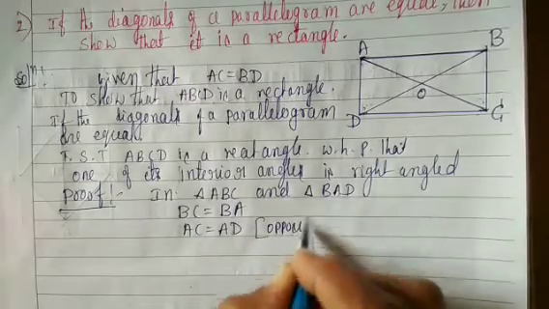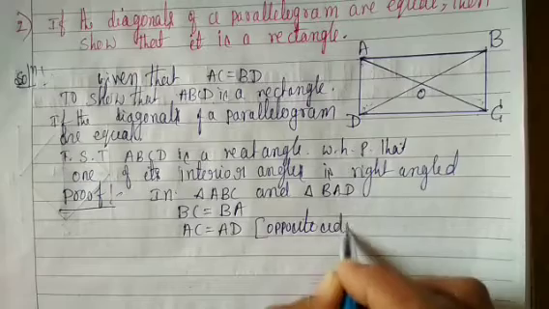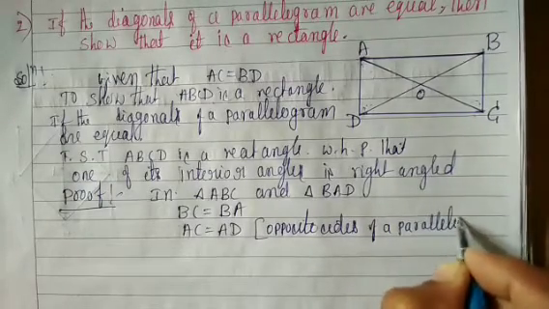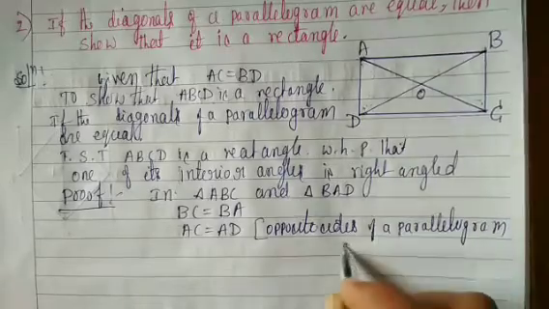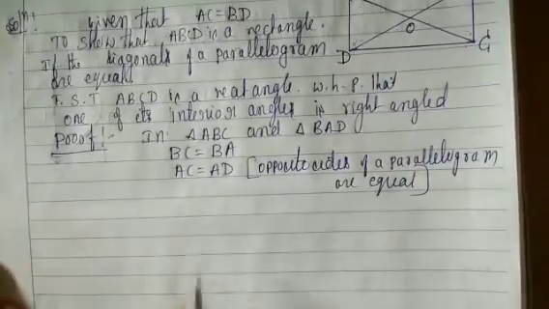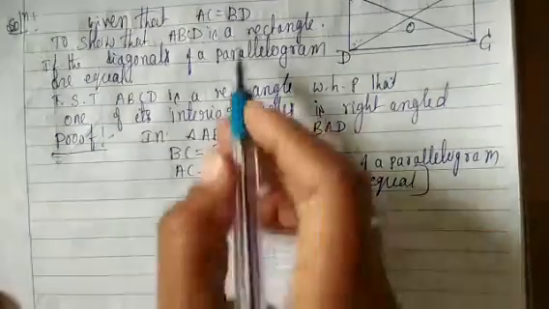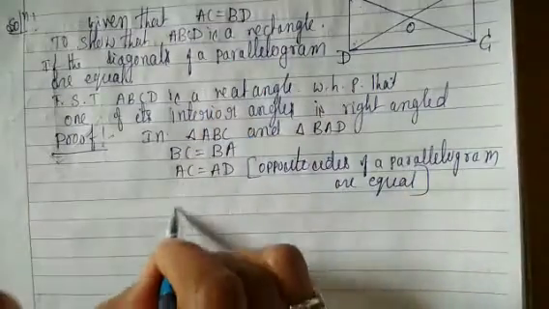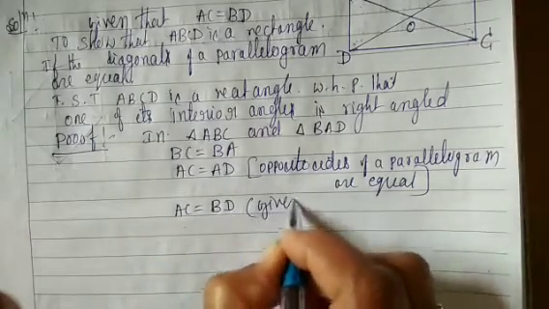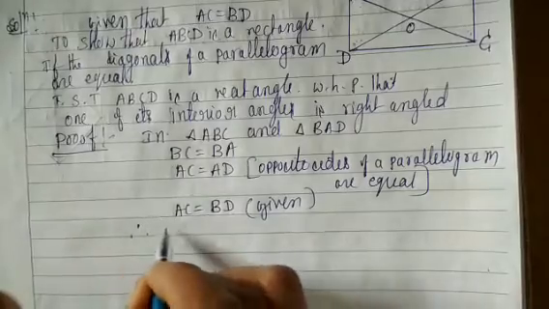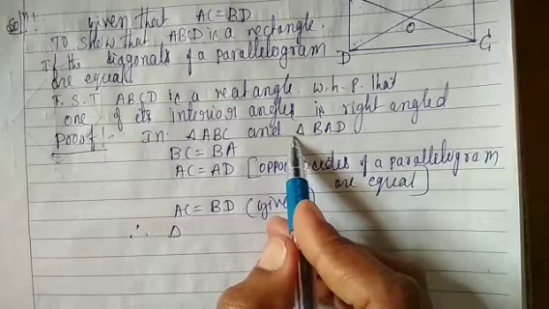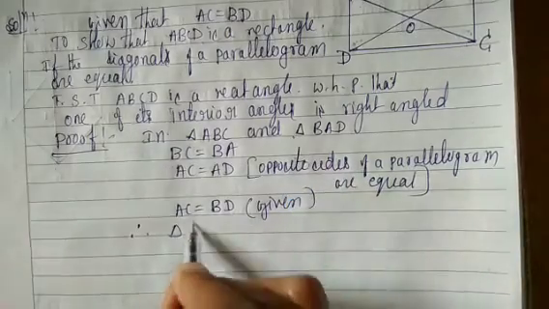Opposite sides of a parallelogram are equal. Next, what is the given? AC is equal to BD, given. Therefore, triangle ABC is congruent to triangle BAD.